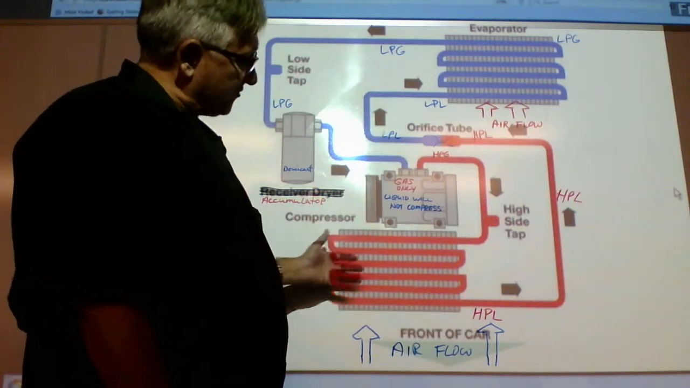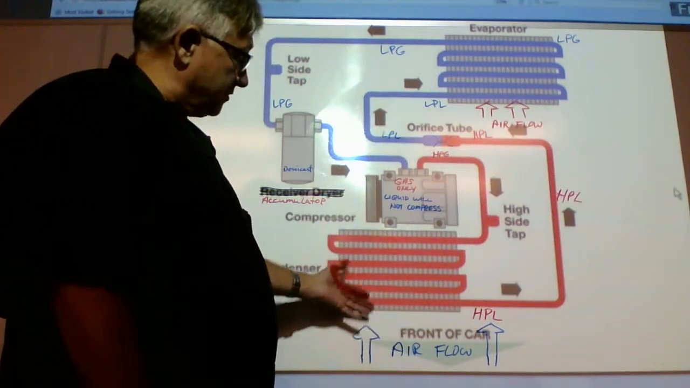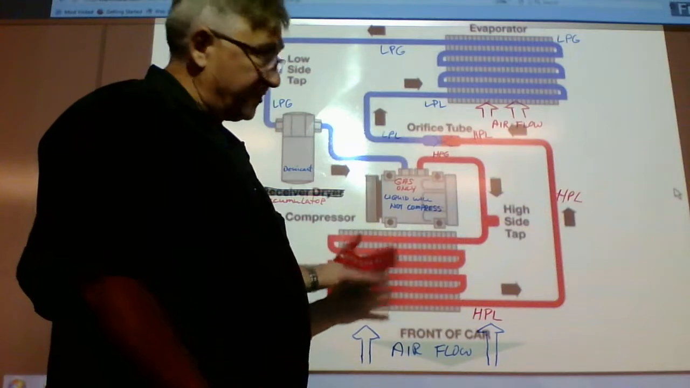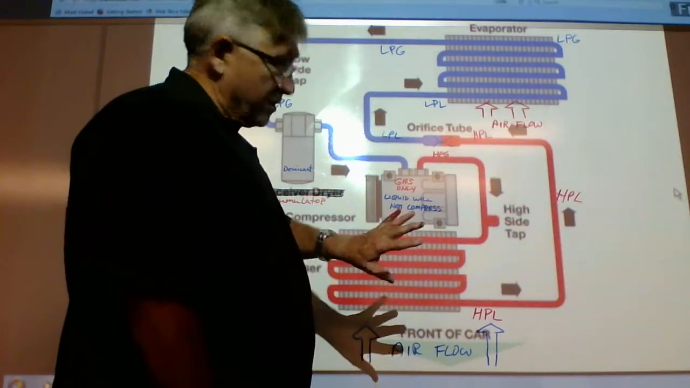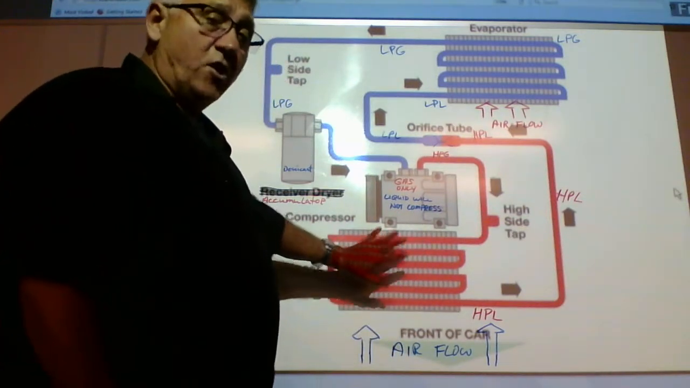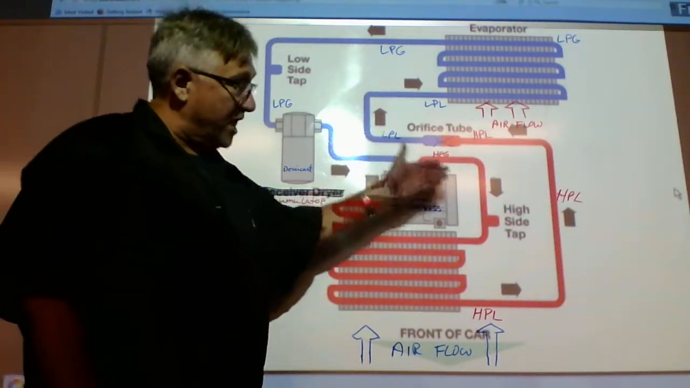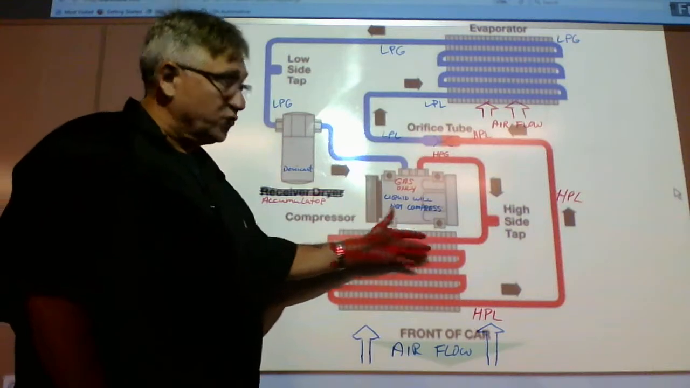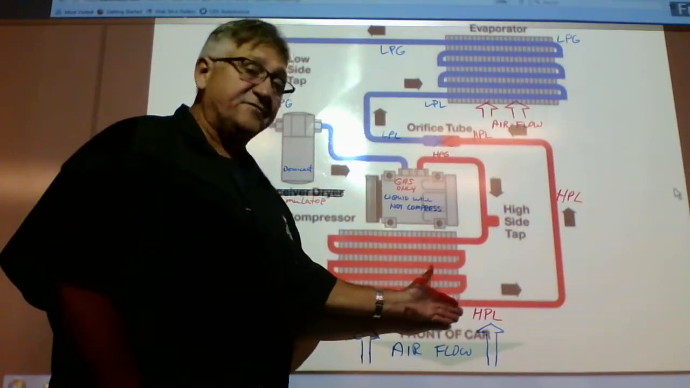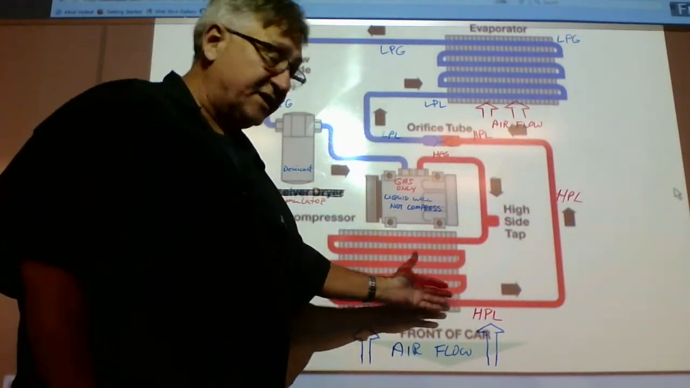The condenser actually has air flowing across it, whether the car's driving down the road or you're sitting in traffic and a fan is running. There's air going across your condenser all the time. And that air is actually what takes your high pressure gas and turns it into a high pressure liquid by the time it leaves the condenser.